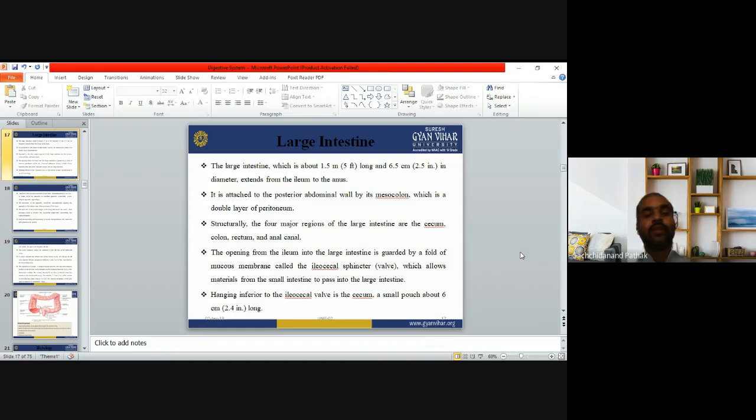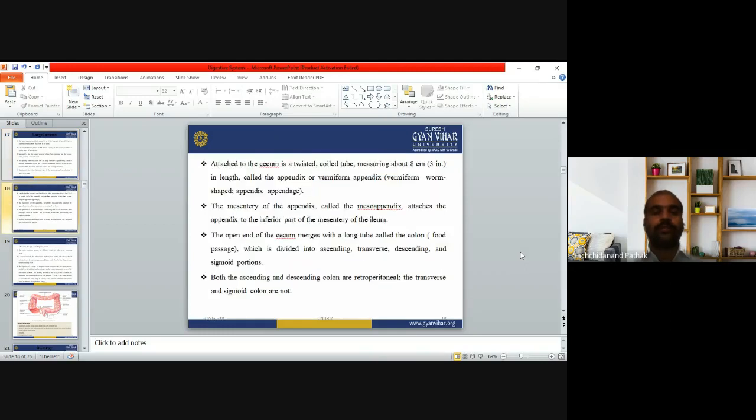Hanging inferior to the ileocecal valve is the cecum, a small pouch about 6 centimeters long. Attached to the cecum is a twisted coiled tube measuring about 8 centimeters in length called the appendix, the vermiform appendix. The mesentery of the appendix, called the mesoappendix, attaches the appendix to the inferior part of the mesentery of the ileum. The open end of the cecum merges with a long tube called the colon.